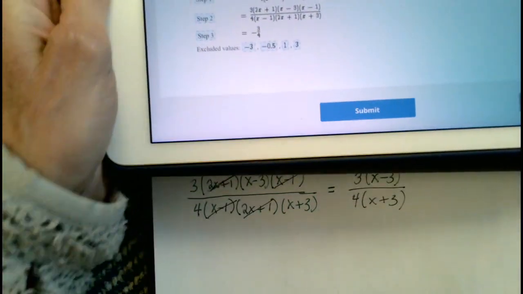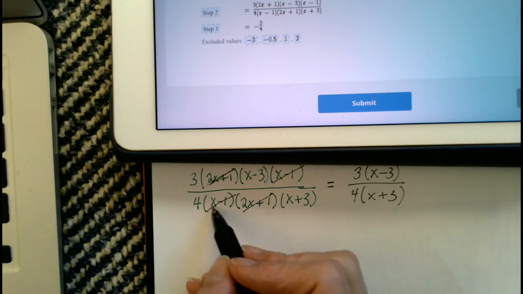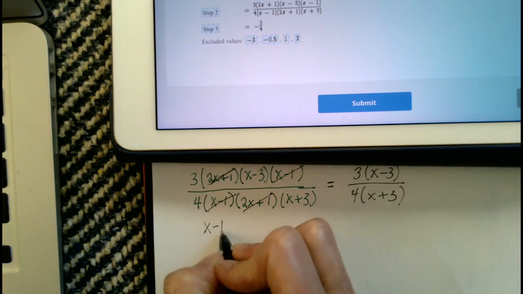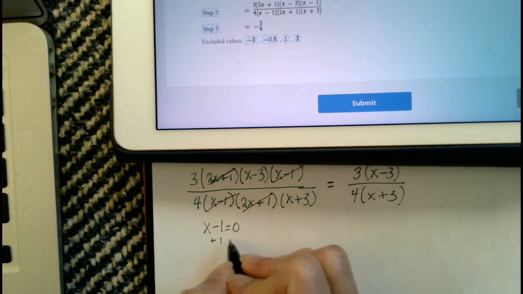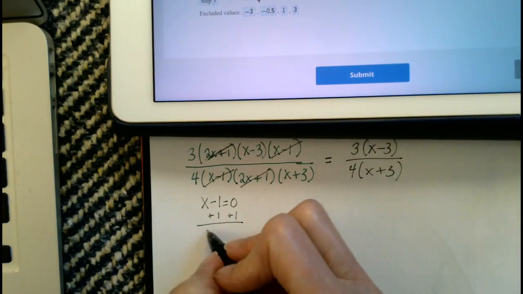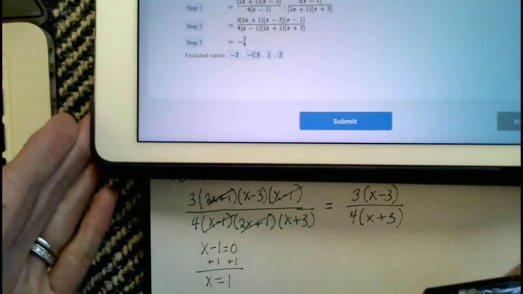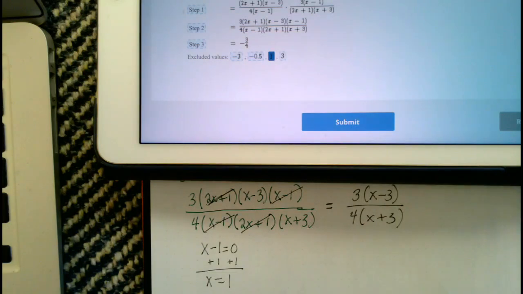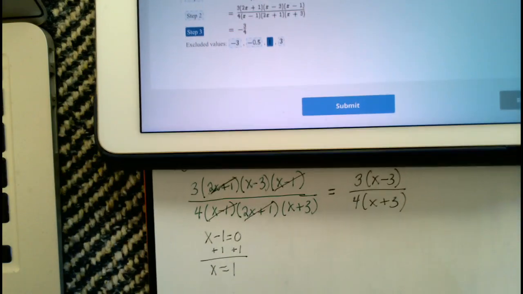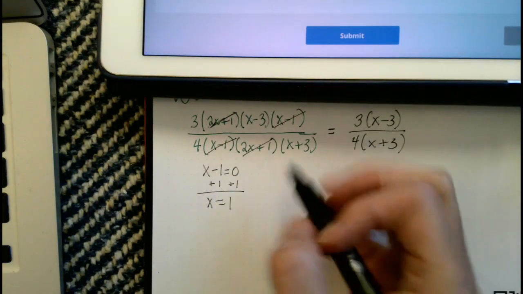And let's see if I can put both of these on here. So where do the excluded values come from? Well, x minus 1 equals 0. If we add 1 to both sides, we get x equals 1. So up here, one of our excluded values is going to be 1. And we already knew that step 3 was wrong. Even though it got canceled out, we still needed to look at that value.